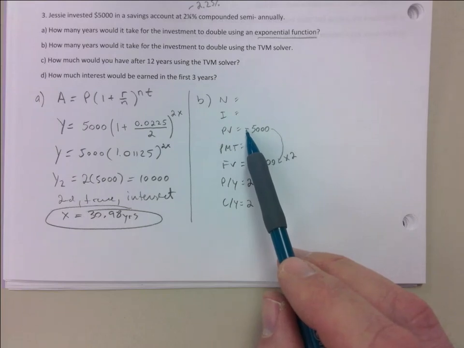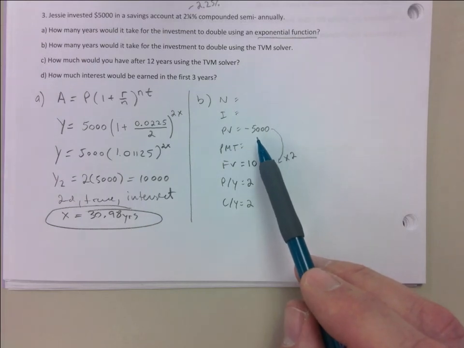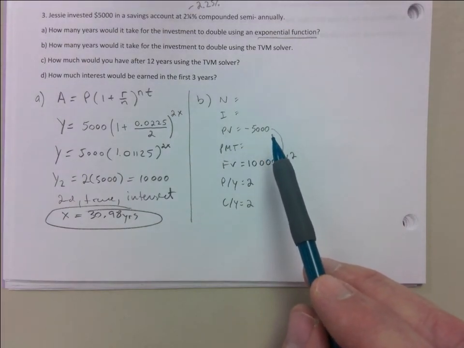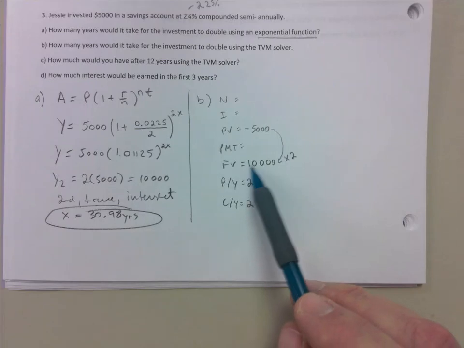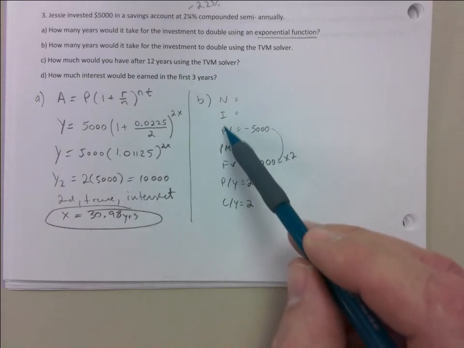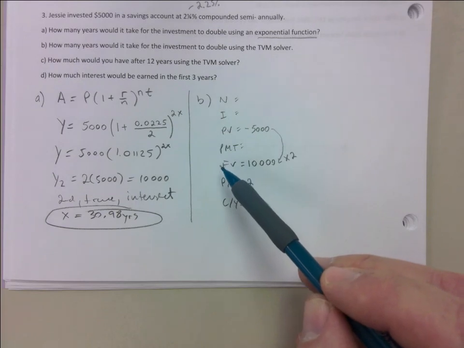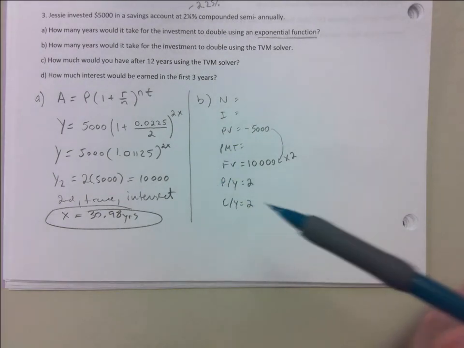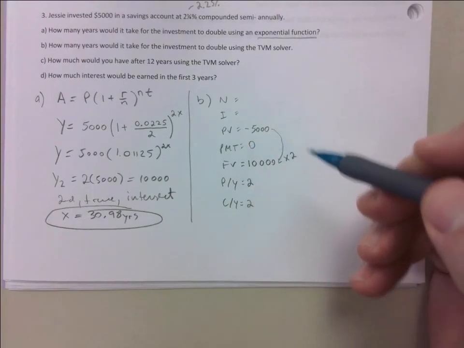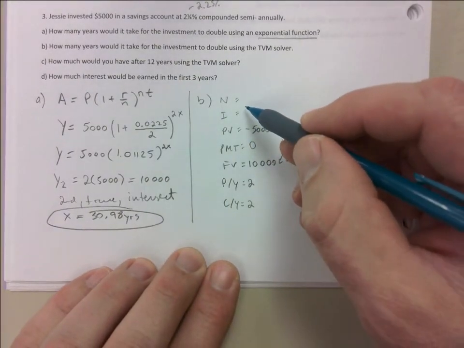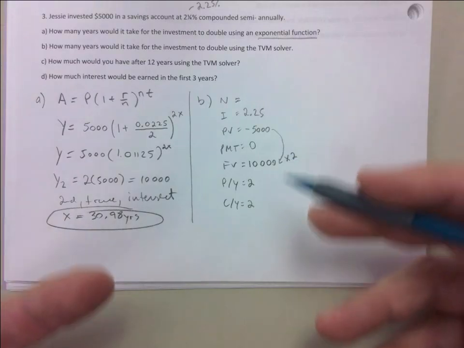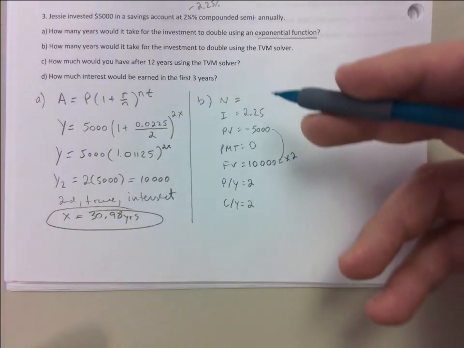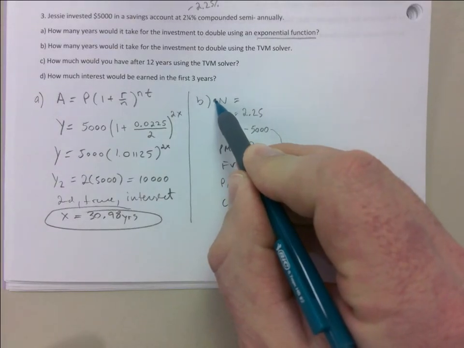Why is this negative again at PV? Because when you deposit it, bye-bye money, right? It's leaving you. But future value, when it's done, it's going to come back to you. So that's why this is positive, right? So these three guys, they always have to have a sign attached to it. Okay? Payment, there is none, 0. Interest rate is 2.25. And so what does that mean? What is the only thing I can solve for? N. It's the only thing I can solve for.